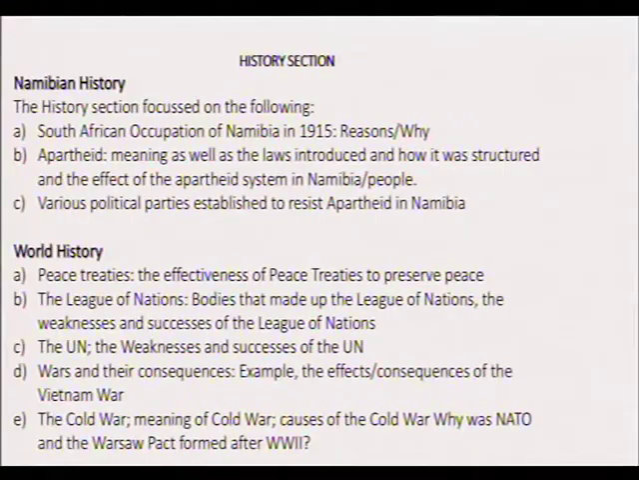The world history section also covers world wars, World War I, World War II, and then obviously the Cold War as well as the Vietnam War. Look at the difference between the Cold War and the Vietnam War. What is the meaning of the word Cold War, and then the causes of the Cold War? What caused the Cold War? What was the reason, and why were NATO and the Warsaw Pact formed after World War II?